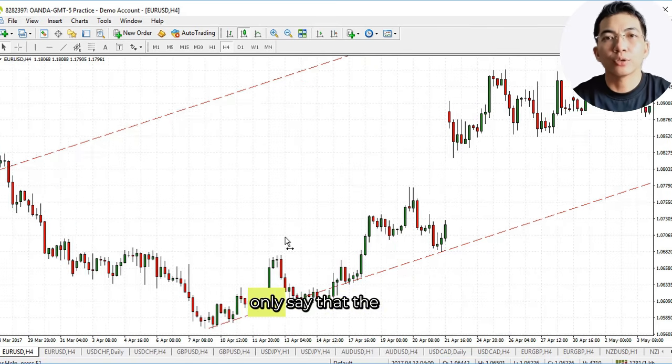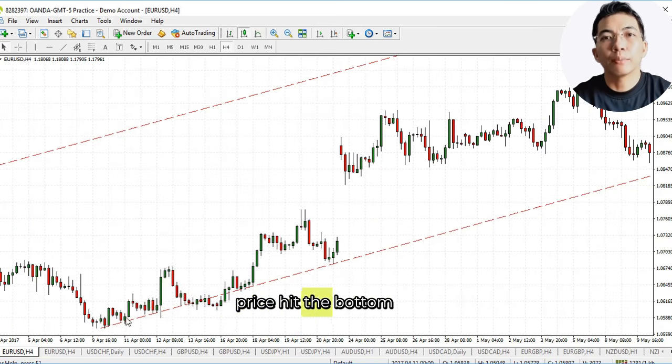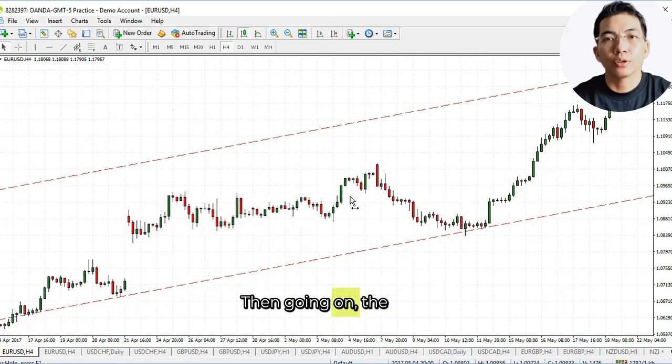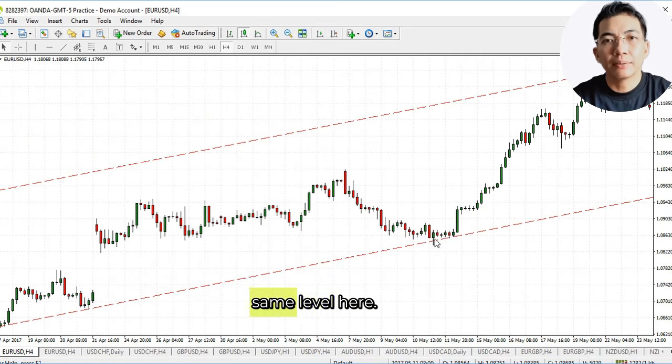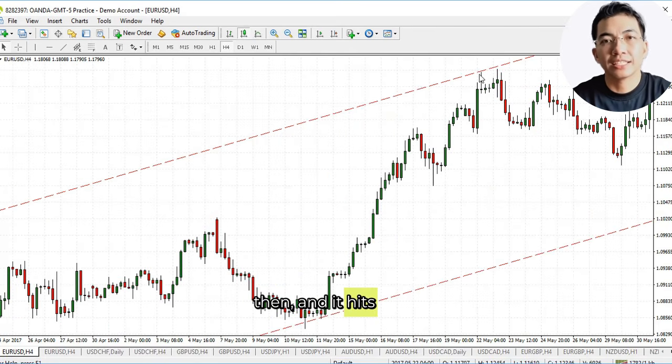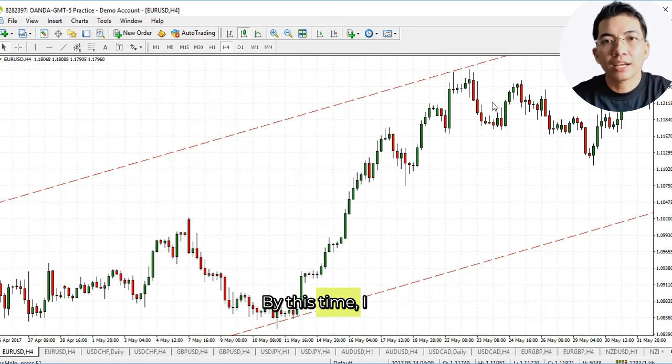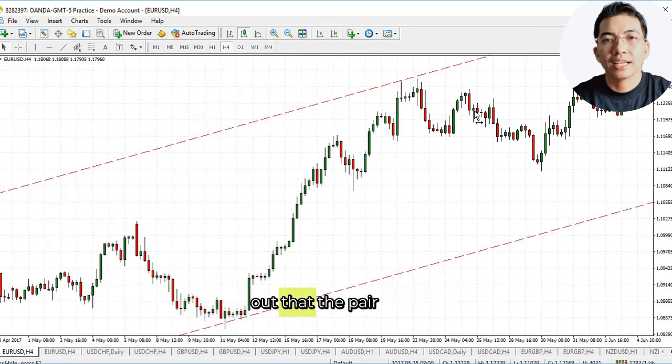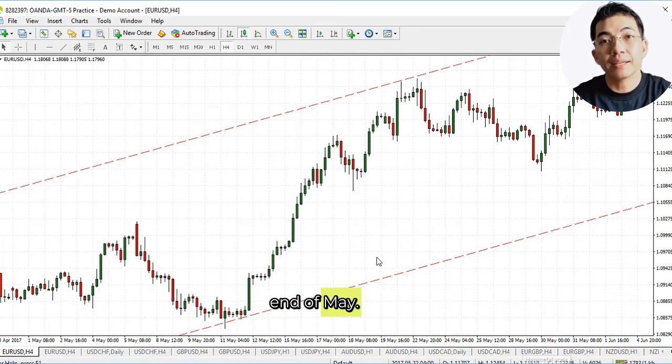For now we can only say that the price hit the bottom of this uptrend line many times, then going on the price hit again the same level here. The price goes up then and it hits the top of the channel that I have drawn. By this time I could start to figure out that the pair was in an uptrend. I'm talking about the end of May.